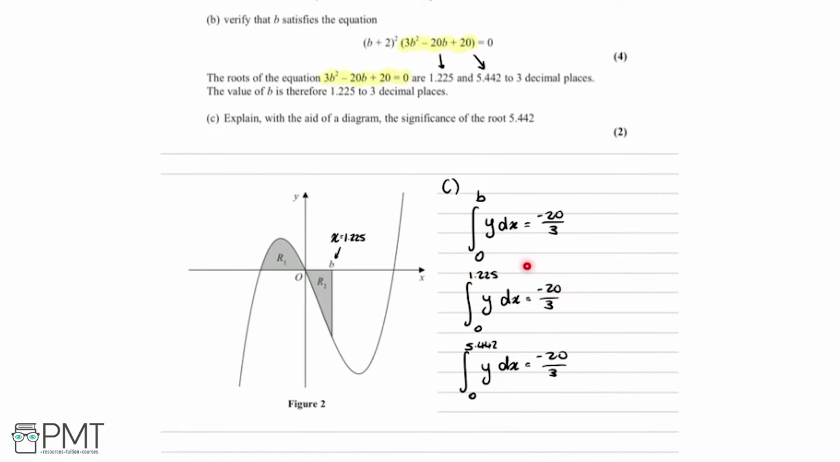So this one here makes sense because we know that the area of R2 is 20 over 3. So this one makes sense. However, we've got a second value for b that we also get the same result. And the reason for this is when we're integrating, any areas that are above the x-axis will be positive, any areas below the x-axis will be negative.